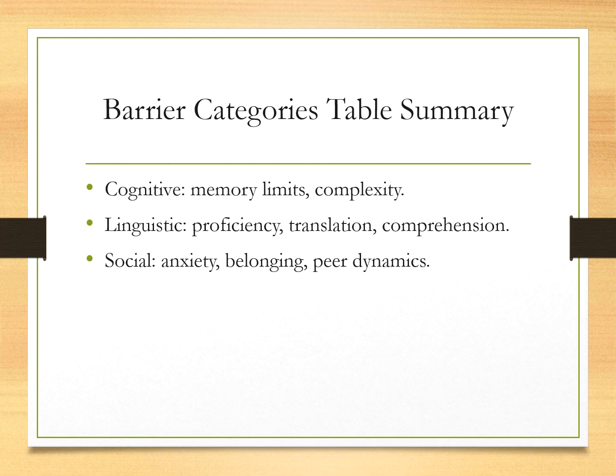Barriers categories table summary. Cognitive: memory limits and complexity. Linguistic: proficiency, translation, and comprehension. This is what I'm mostly going to focus on. Social: anxiety, belonging, and peer dynamics.